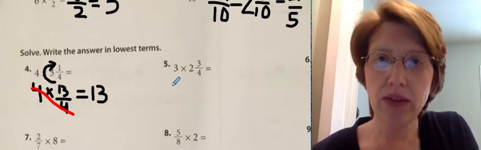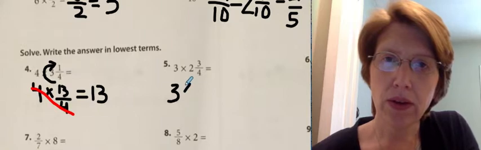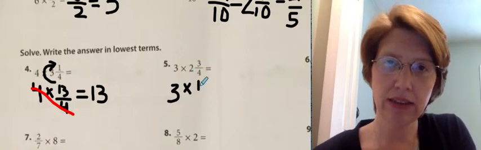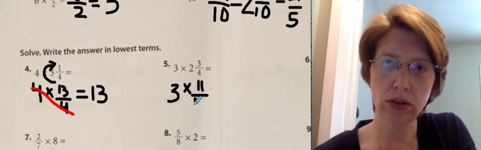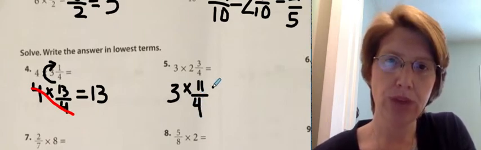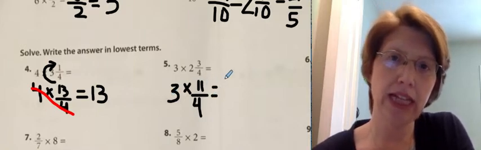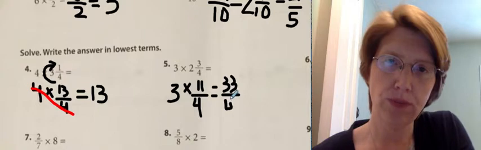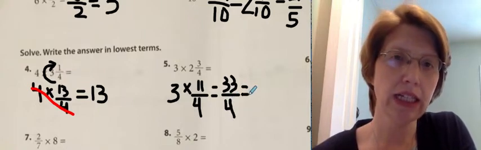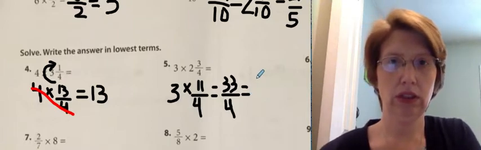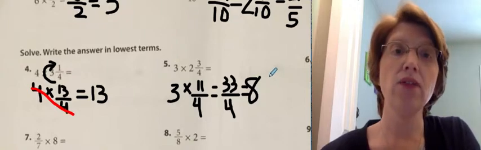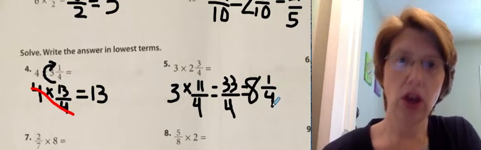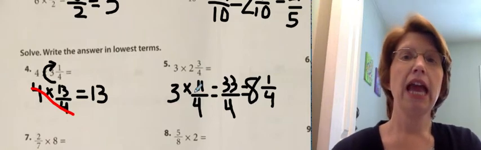Now, same thing for here. I'm going to bring down my 3. Then I'm going to change this to an improper fraction. 4 times 2 is 8, plus 3 is 11, over 4. I can't cancel out that 3 and that 4, so I'm going to multiply. 3 times 11 is 33 over 4. 4 goes into 33 8 times with a remainder of 1. 8 and 1/4. Okay, so you see what we're doing? We're changing that to an improper fraction, and then we're multiplying.